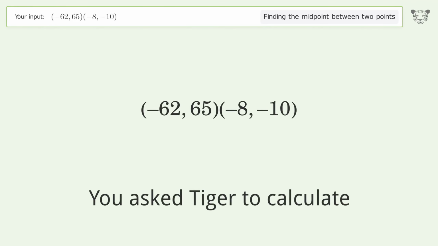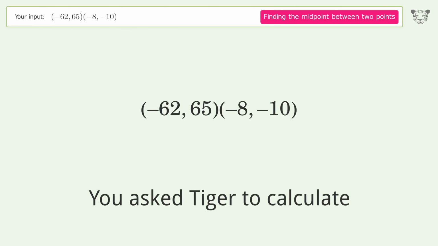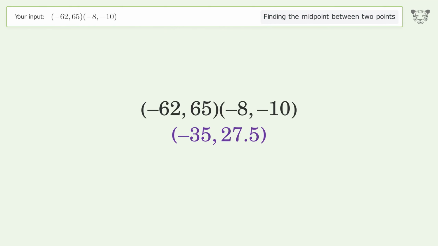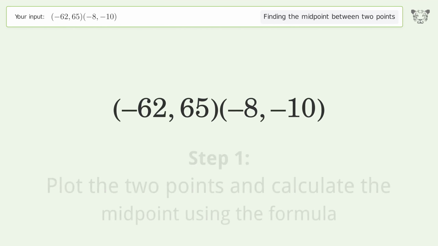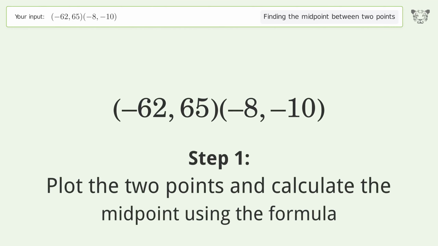You ask Tiger to calculate. This deals with finding the midpoint between 2 points. The midpoint between the 2 points is negative 35, 27.5. Let's solve it step by step. Plot the 2 points and calculate the midpoint using the formula.